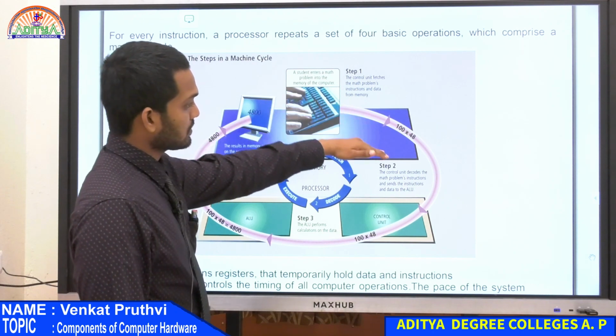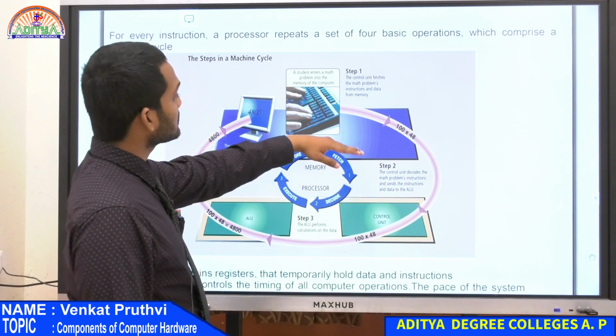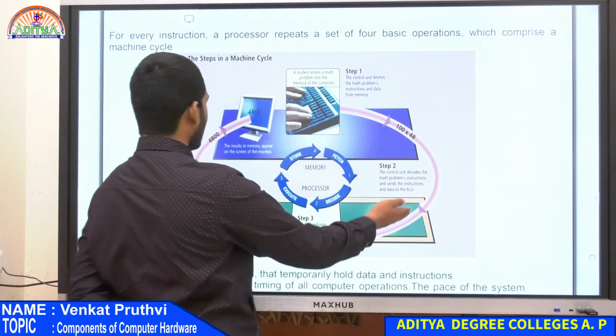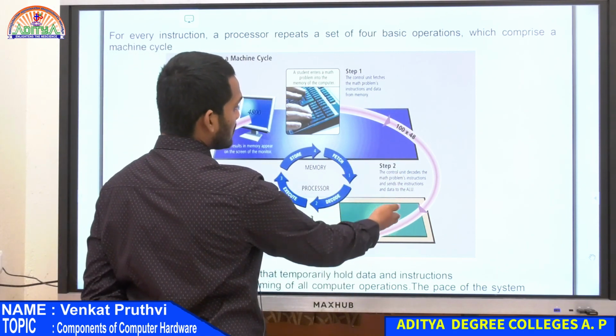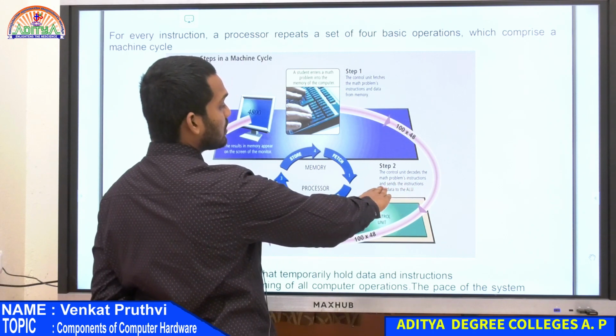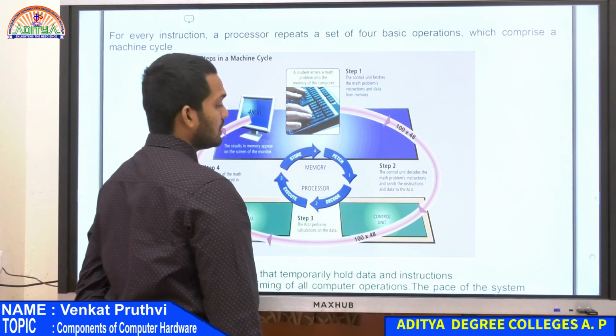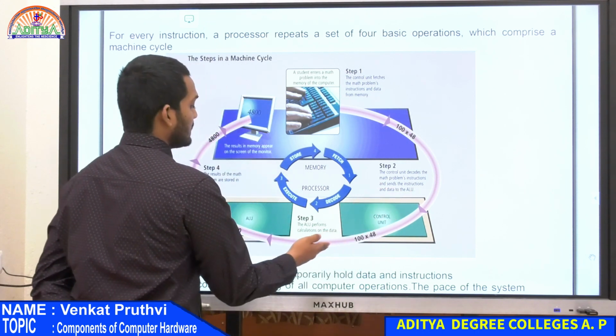Then it will convert that 100 into 48, which is the one problem that the student entered. So it will send that to step 2. In step 2, the control unit decodes the math problem instructions and sends the instructions and data to the ALU. The control unit is then sending it to the ALU.